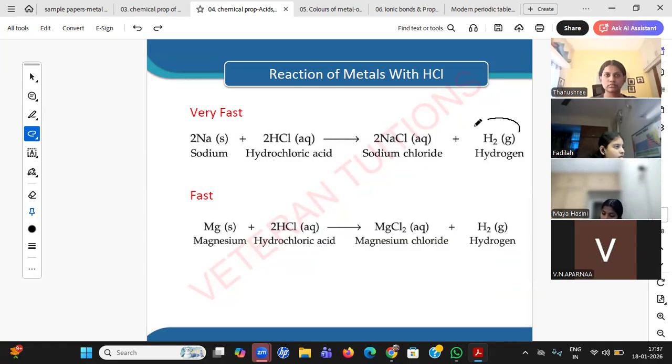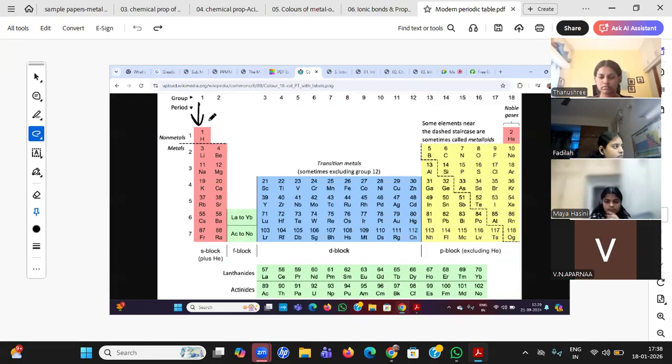Obviously, you should get some hydrogen gas. If H is lost, what is there? NaCl, which is nothing but salt. In that way, you should remember. Metals plus acid, we'll always get hydrogen gas. And if H is lost, magnesium chloride salt you will get. So the first group is very fast, highly reactive.